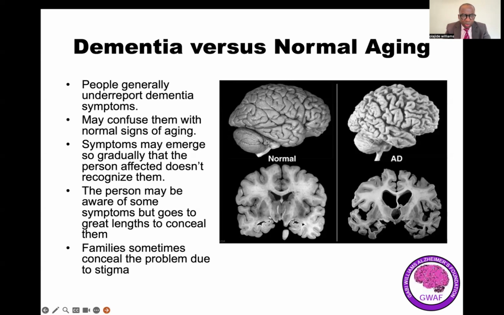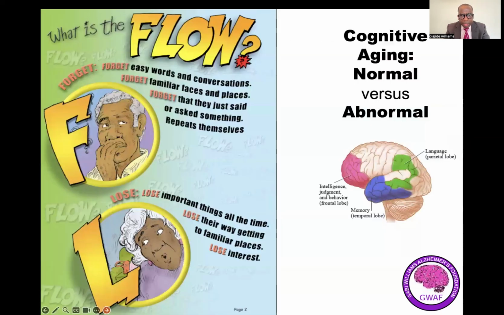My next slide will talk about some of the symptoms of Alzheimer's disease, or the symptoms of dementia. But in general, people tend to underreport these symptoms. Sometimes it's because they confuse these symptoms with signs of normal aging. Sometimes the symptoms emerge so gradually that the person affected doesn't recognize them. The symptoms of dementia, which are also the symptoms of Alzheimer's disease, are many.